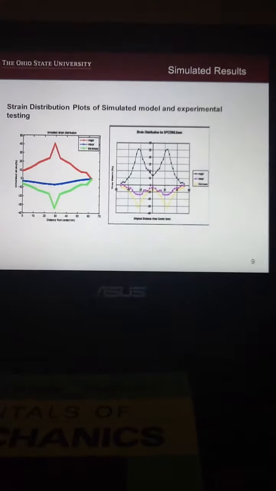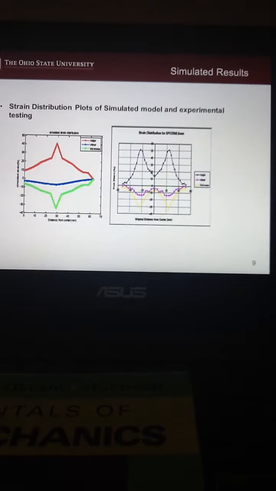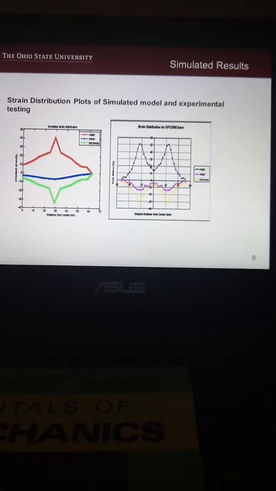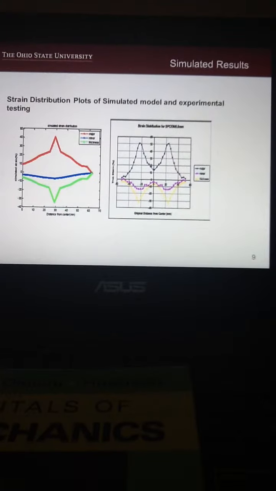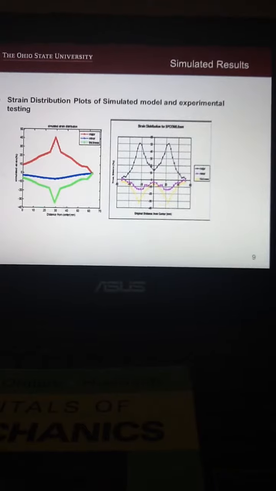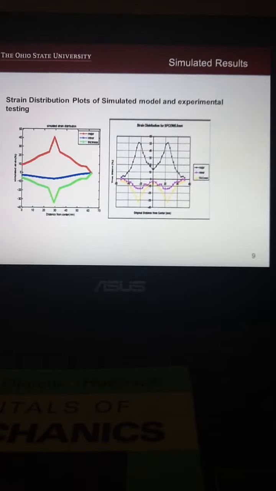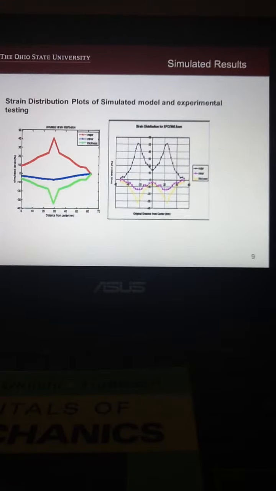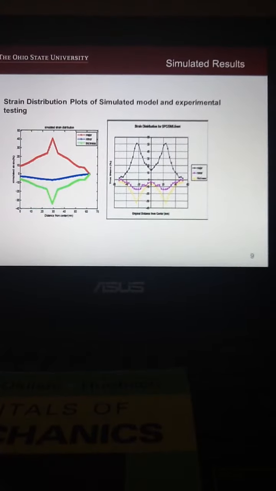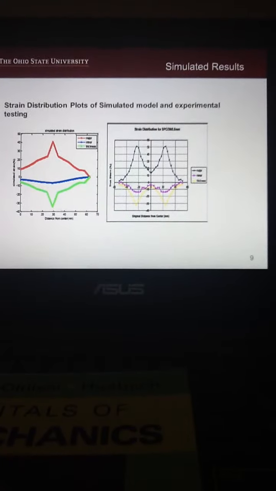Here are the strain distribution plots of the simulated model and experimental testing. As you can see here, they are pretty close, and basically the simulated result captures the general curves of the experimental results.